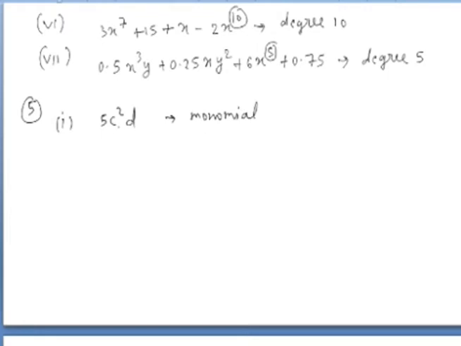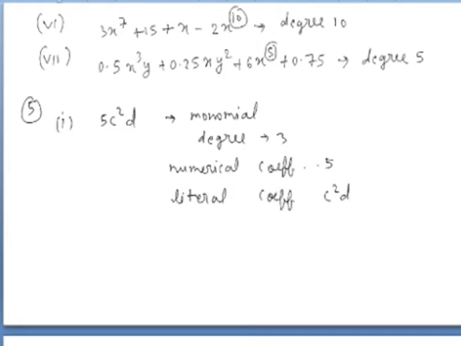First find out the degree: 2 plus 1, so the degree is 3. Okay, and the coefficients: the numerical coefficient is 5, and the literal coefficient is c square d. Okay, so in this way we have to find the term type, degree and their coefficients.